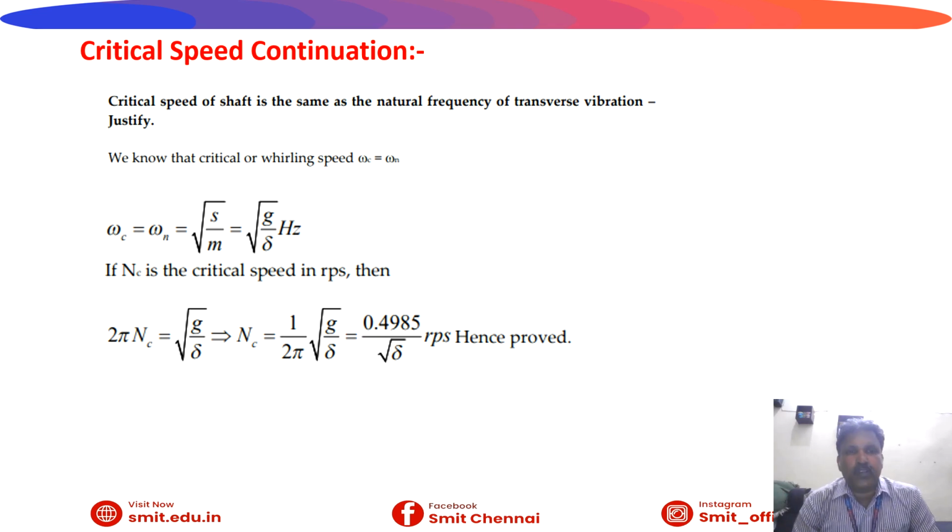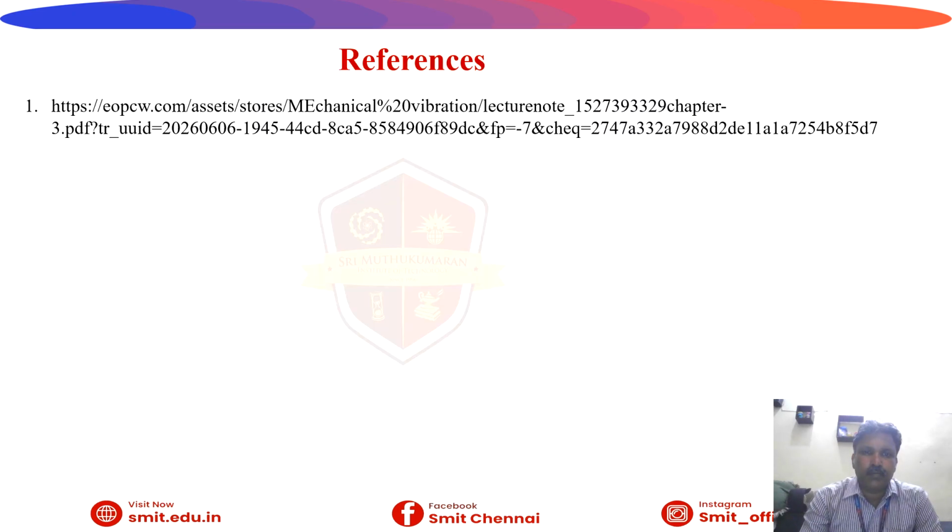Again, the expression goes on like this. The critical speed of the shaft is the same as the natural frequency of transverse vibration. How to justify this: omega c equal to omega n equal to root of s by m, which is equal to root of g by del. If nc is the critical speed in RPS, then 2 pi nc equal to root of g by del. Then nc is nothing but 1 by 2 pi root of g by del, which is equal to 0.4985 by root of del RPS. Hence it is proved. These two are equal.